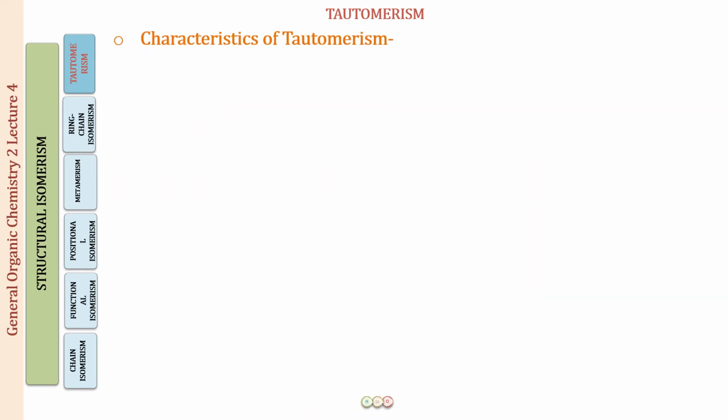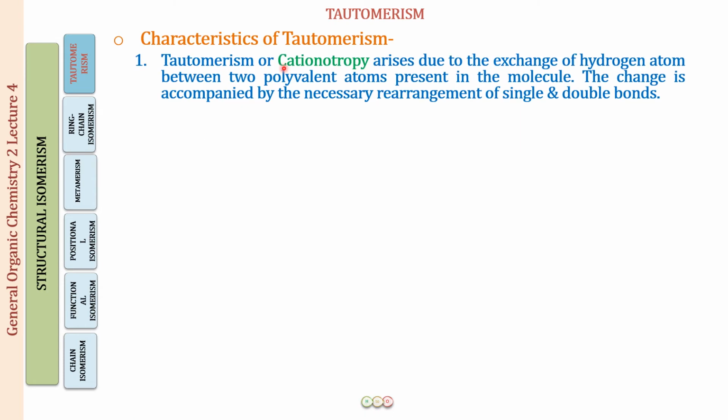So next we have the characteristics of tautomerism. The first is keto-enol tautomerism. This arises due to the exchange of a hydrogen atom between two polyvalent atoms present in the molecule. The change is accompanied by the necessary rearrangement of single and double bonds. So you all now know that in a dyad system the hydrogen is shifting from a 1 to 2 position, whereas in a triad system it is shifting from a 1 to 3 position.